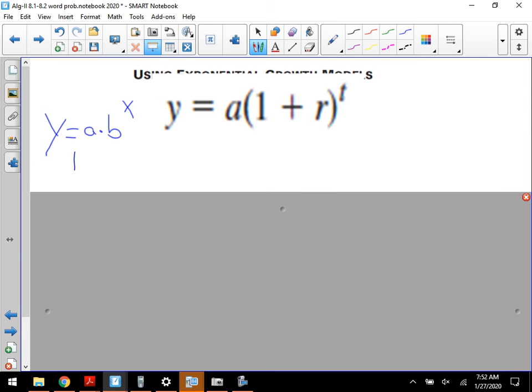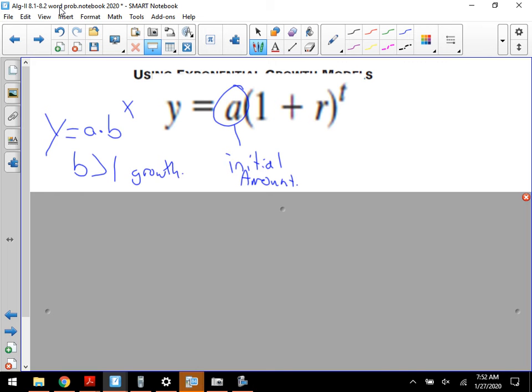So growth. Does that vaguely ring a bell? Right. And then if you look at what's inside the parentheses, you've got 1 plus r. So how are you going to get your greater than 1? Well, here's what these things mean. A is your initial amount. How much you start with.